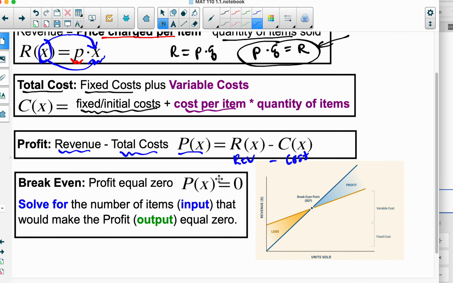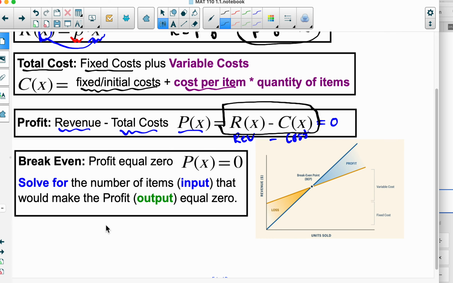And lastly, we have break even. And break even just means where profit equals zero. Break even point is where profit equals zero. So if profit equals zero, and profit equals revenue minus cost, and that equals zero, that's just like saying that revenue is equal to cost. That's another way to describe break even.